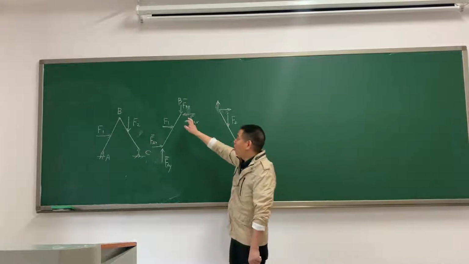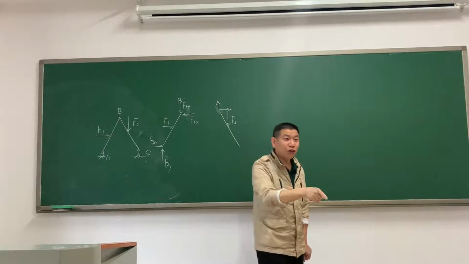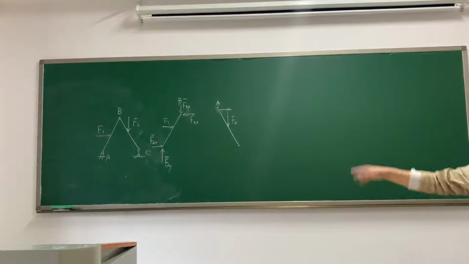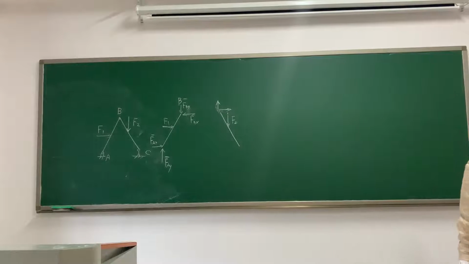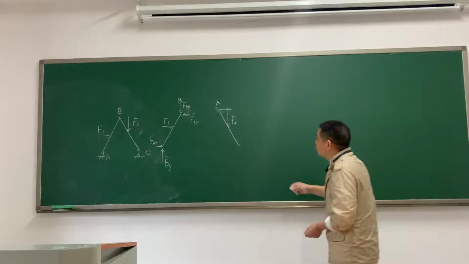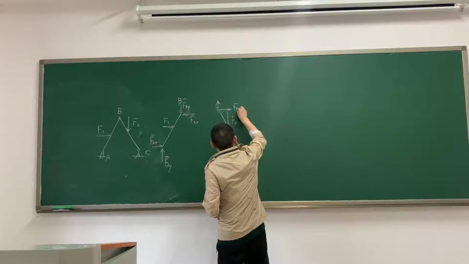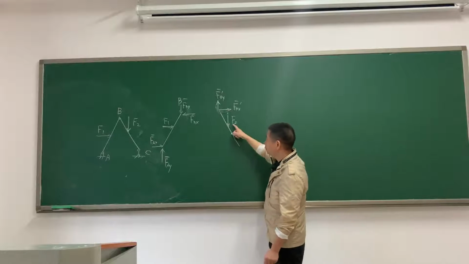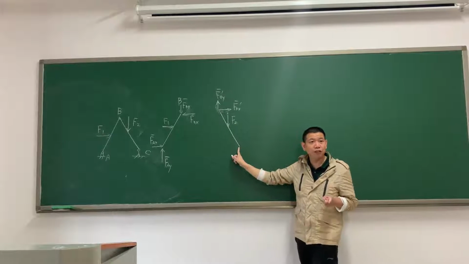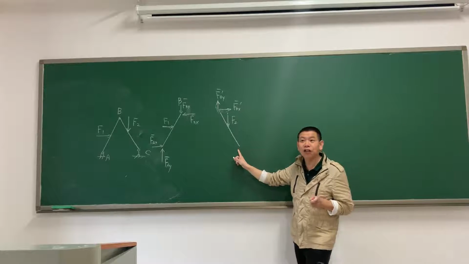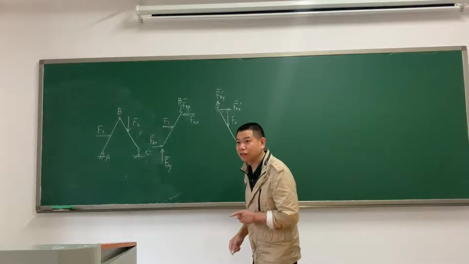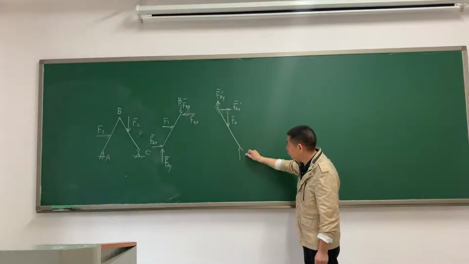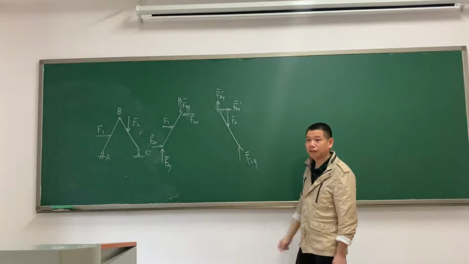Action and reaction, you know, they are opposite in direction. Yes or no? But when you draw it, you make a mistake. So it's FBX prime and FBY prime. And what kind of support is it? It's a roller. How do we draw the reaction of a roller? Just one force, FCY. So it's okay.